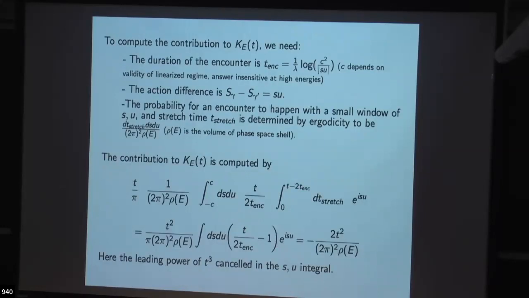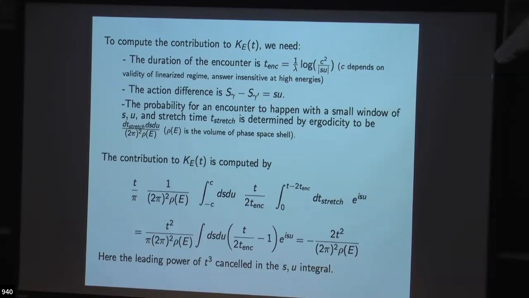Now, what are the details we need to actually compute the contribution of this sort of pair of orbits? We need the duration of the encounter in terms of s and u. T encounter is like log of c squared over su. C squared is like a cutoff on the validity of this linearized regime. The answer should be insensitive to that in the semiclassical regime, which it will be. But let's remember that we needed some sort of cutoff. The action difference of these pairs of orbits is su. This is why it's slightly off-shell. We have to integrate over s and u.